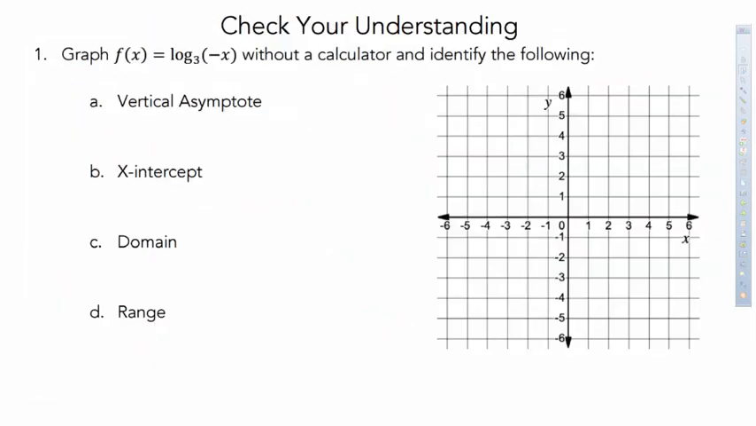All right, so for number one, we're going to graph f of x equals log base 3 of negative x without a calculator, and identify the following. What's the vertical asymptote? What's the x-intercept? What's the domain? And what's the range?